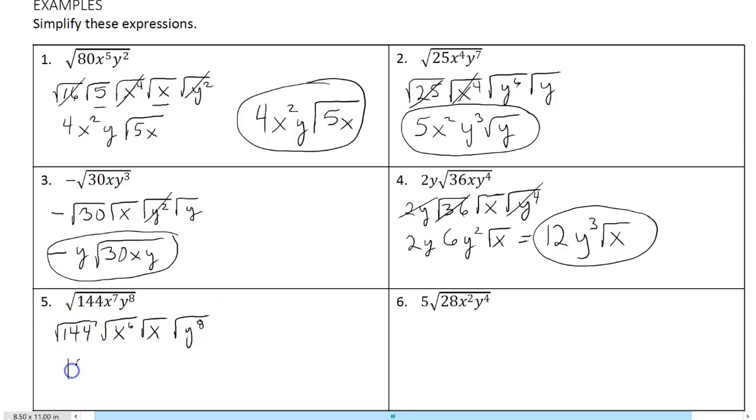The square root of 144 is 12. The square root of x to the sixth is x to the third. The square root of y to the eighth is y to the fourth, leaving the square root of x inside.